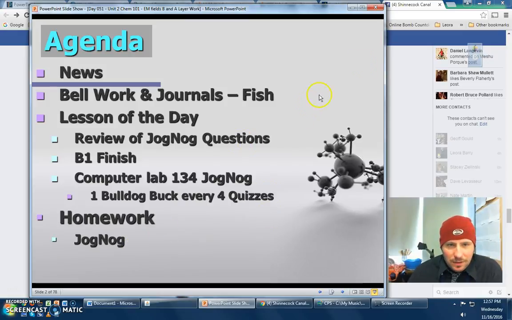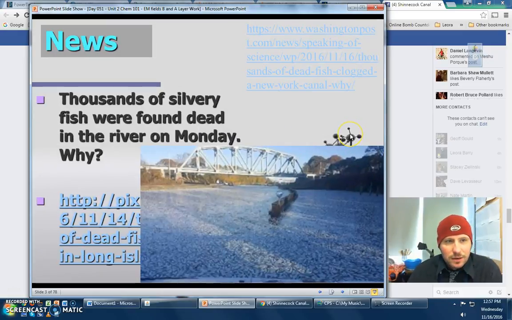All right, so here we are. We're talking about our news. Hopefully your journal entry centers around the idea that there were thousands of fish found dead in the river on Monday. This is not the Westwood River. This is a canal down in New York. I'm hoping that most of you saw, or actually read about, what was occurring.